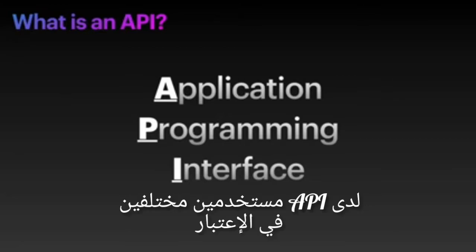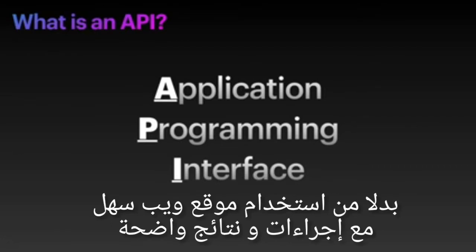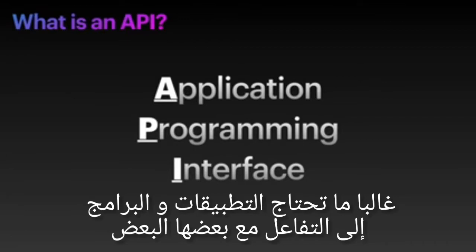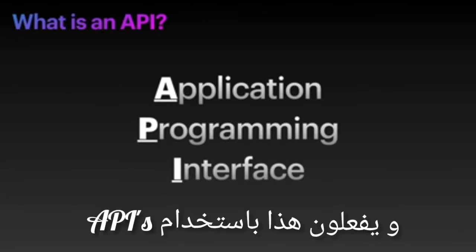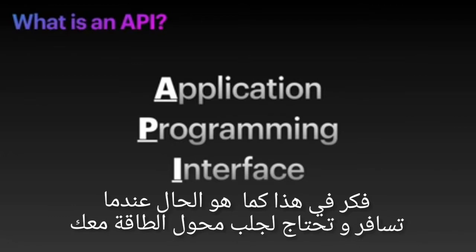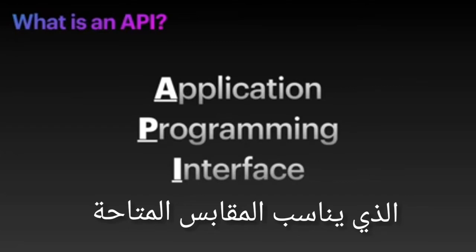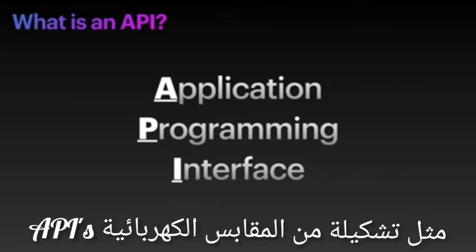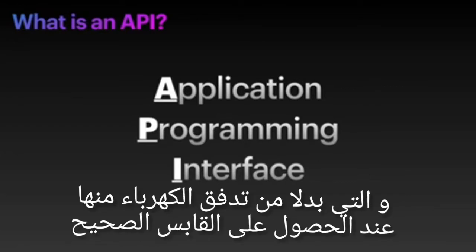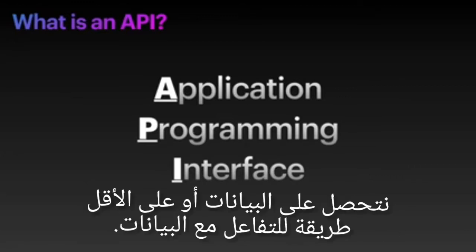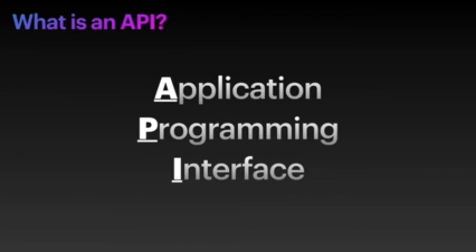An API has different users in mind. Instead of using a nice website with obvious actions and results, apps and software often need to interface with each other, and they do that by using APIs. Think of this as when you are traveling and you need to bring a power adapter with you that fits local plugs. APIs are like an assortment of plug sockets that, instead of electricity pouring out when we get the plug in the right adapter, we get data, or at least a way to interact with data.